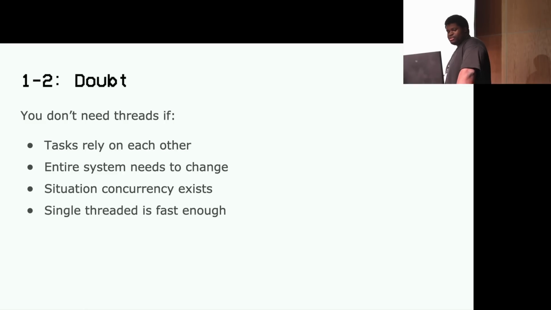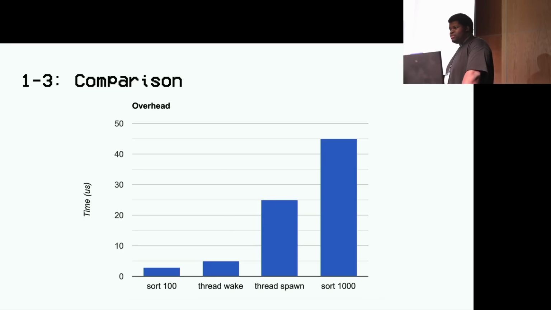And the last one is if single thread is actually just fast enough already. This is honestly the more common case, and I'll explain what that means in a bit. Let's say you're sorting 100 integers, right? It takes like 3-5 microseconds to sort 100 integers. Just waking up a thread is like 5 microseconds. So you can see how, if you're not even sorting up to 100 items, you shouldn't be using threads at all, let alone spawning them, which takes like 5 times the amount of time.